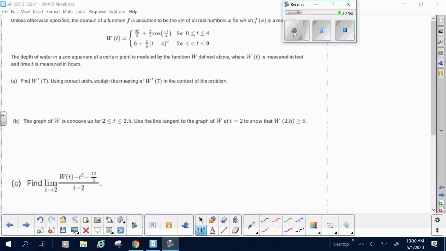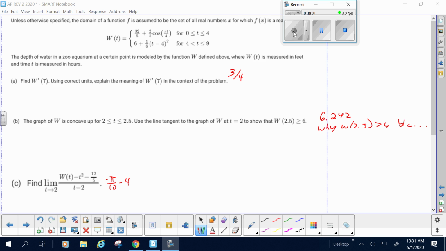Pause that. Okay, so let's check your work here. For A, if you have 3/4, then you can probably skip on to B. Now B is rough. Your estimate should have been 6.242, and then you have to explain why W at 2.5 must be greater than 6, and that's difficult. And then C, you should have had something like -π/10 - 4 for an answer.